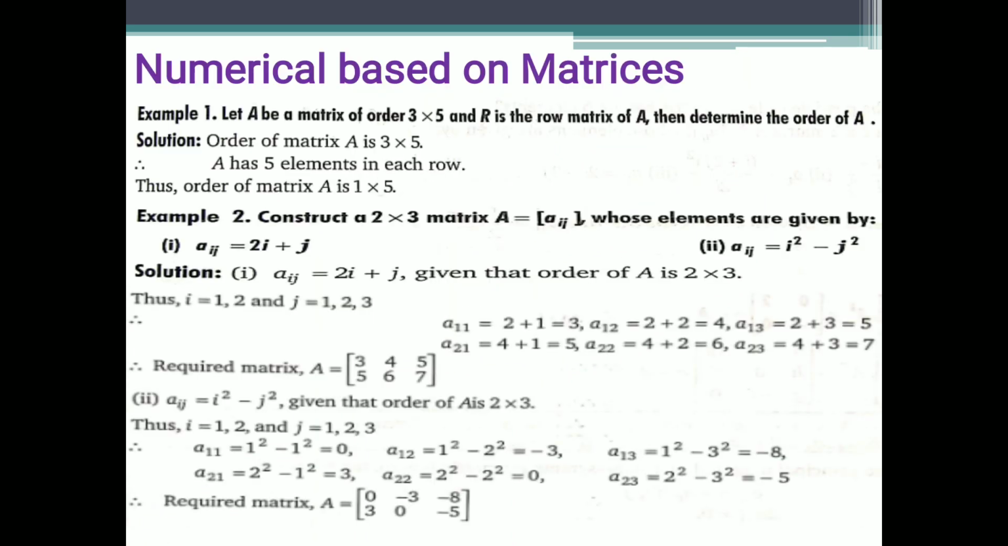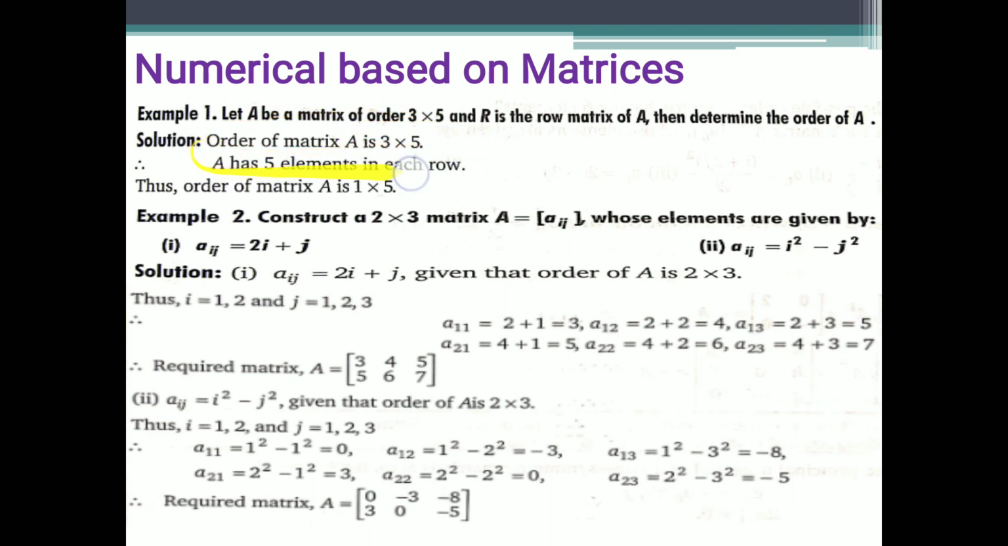Now there are some examples based on matrices. So let's go with the first example. Here A is a matrix of order 3 cross 5, that is M into N is given as 3 into 5, and R is the row matrix of A. Then determine the order of R. To find the order, first we need to understand the order of A given over here. So 3 into 5, that is M into N, the order of the matrix is already given here.